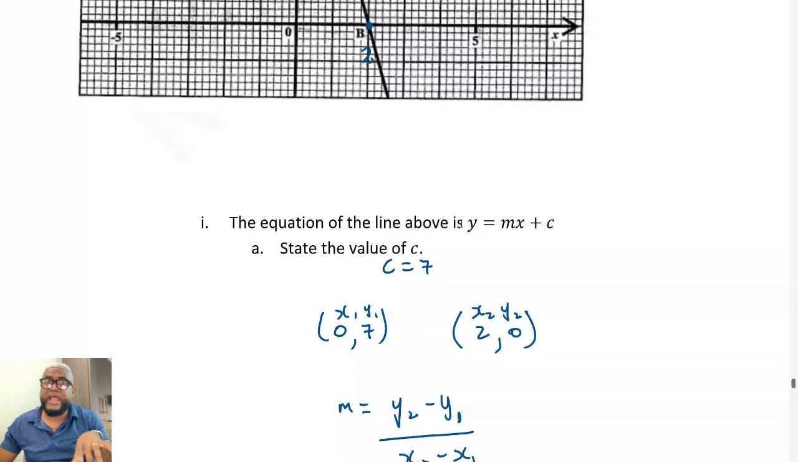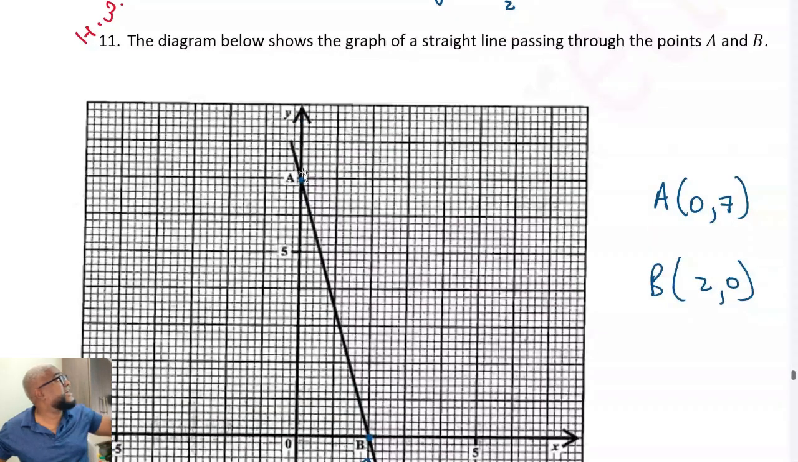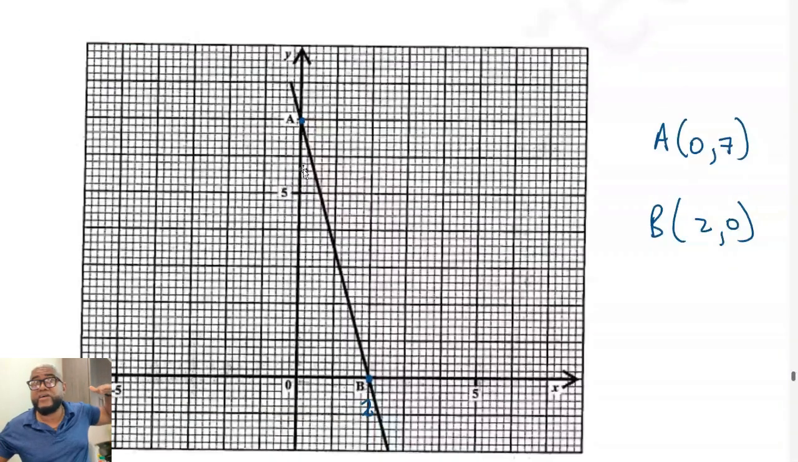Right, so the equation of the line above is y is equal to mx plus c. State the value of c. So from last week, I told you all that c is the y-intercept, or where the line cuts the y-axis. Which axis is the y-axis again? Horizontal or vertical? Vertical, right?